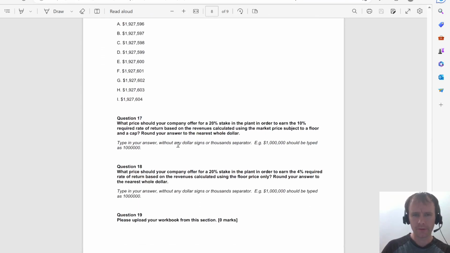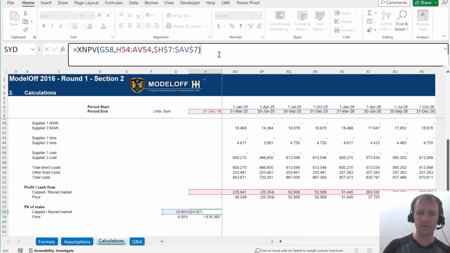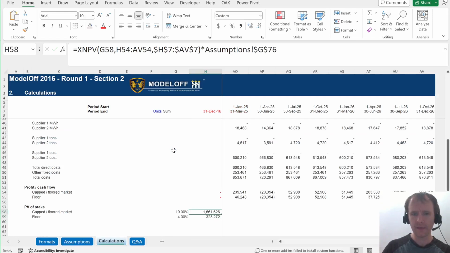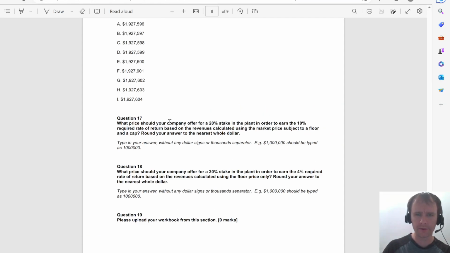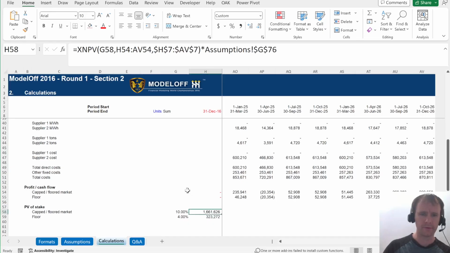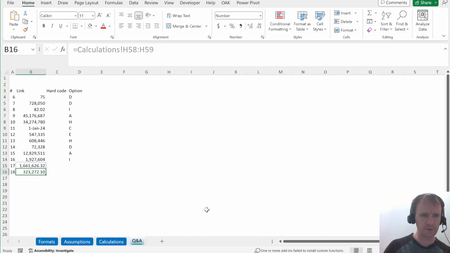Okay, 17. What price should your company offer? Oh, that reminds me, the 20% stake. I don't think I included the 20%. Nope, I didn't. Whoops. All right, so let's try that again. All right, so now, what price should your company offer for 20% stake? 10%, yep. Okay, and same question with the 4%. Okay, fine. So these are the last two answers. There's no answer choices to choose from.